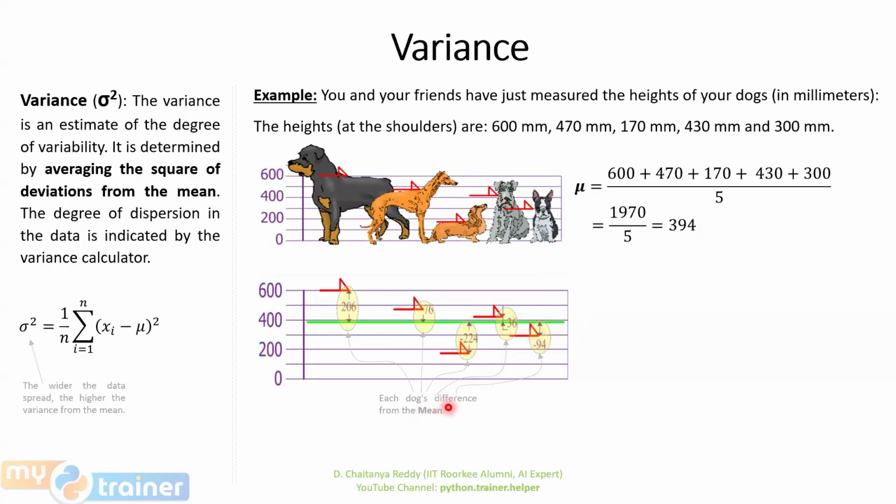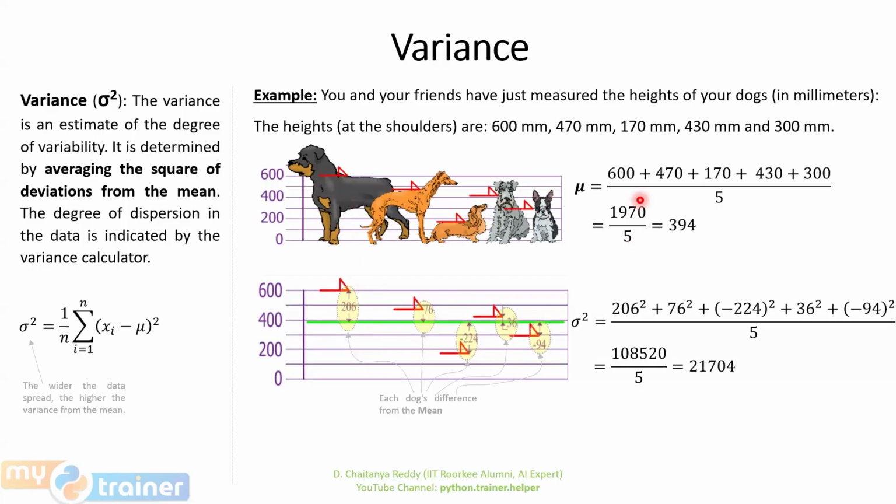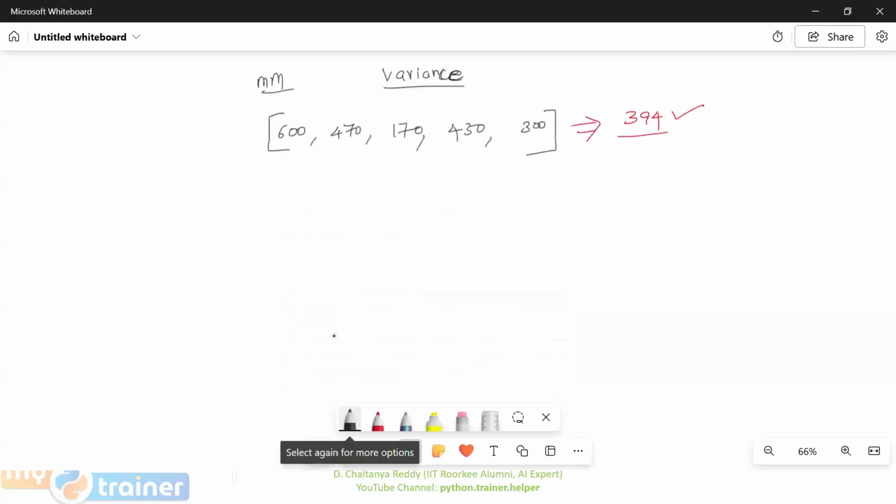So this is how each and every individual dog deviates, or differs, I can say, the difference between each individual dog's height and the average of the 5 dogs. That is clear. Okay. So this is exactly what variance is. So now this is 206. Now let us say 394.